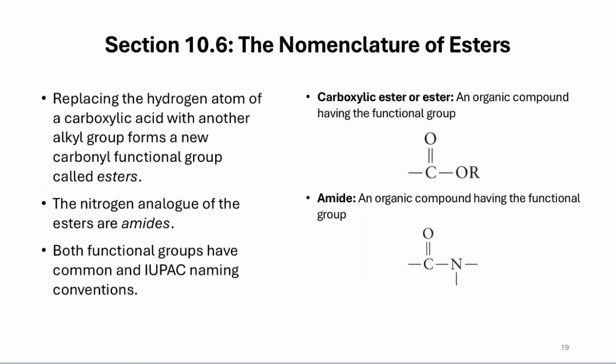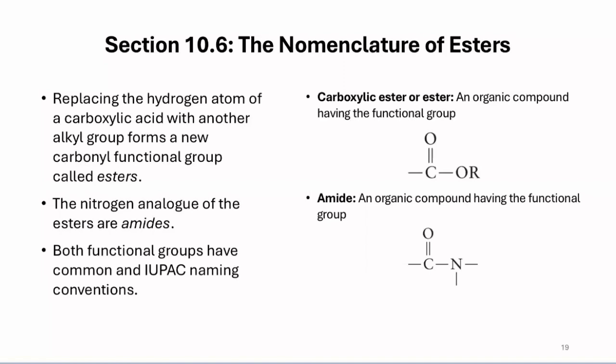Amides, similar to esters, are going to be produced from carboxylic acids. But in order to make an amide, which is when we have a C double bond O connected to nitrogen, we are going to be making them by combining a carboxylic acid and an amine.